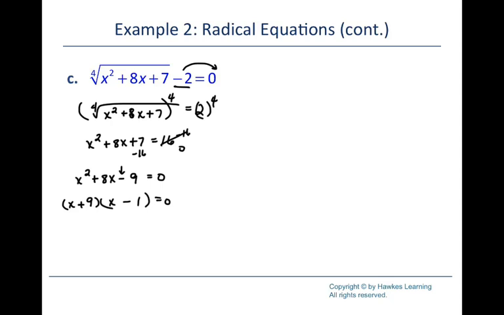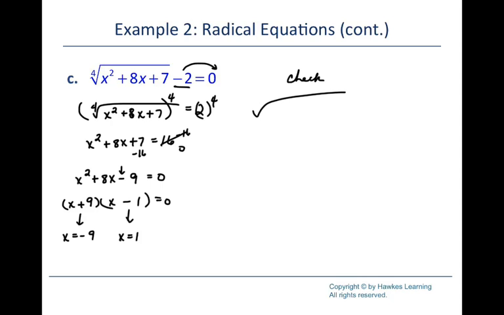So the answers, remember, are what makes the factor equal 0. So the answer is going to be x equals -9. That's the value that makes the factor equal 0. And this one is x equals positive 1. So we have -9 and positive 1 that we need to check. So we're going to go over here to our check.